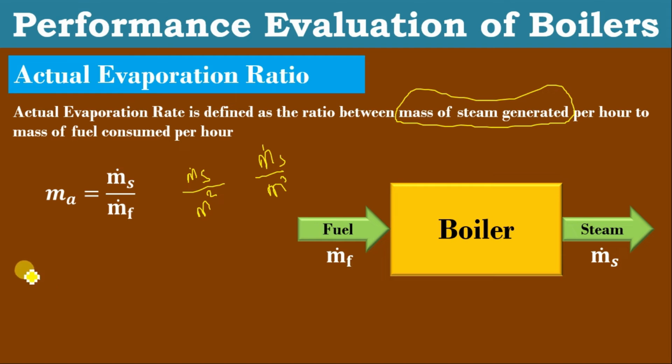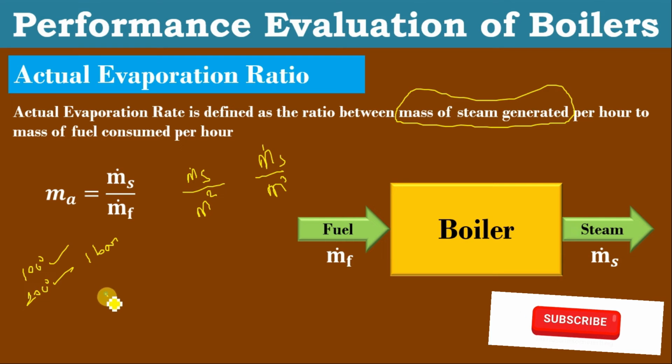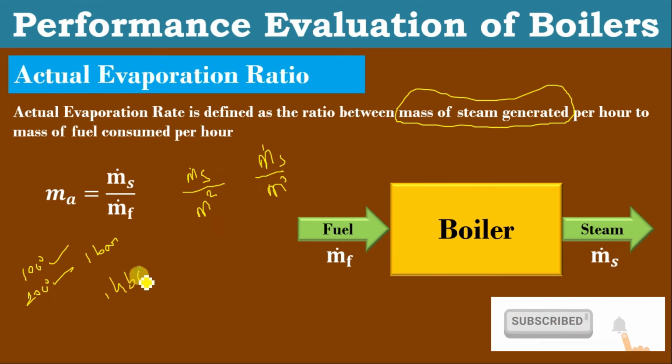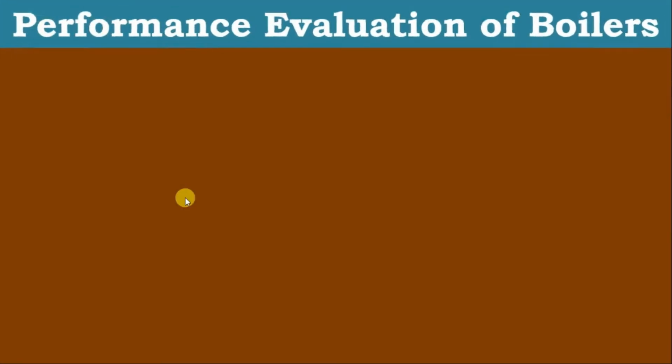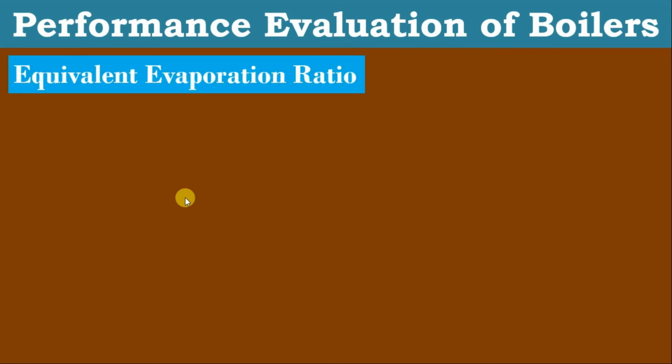But we know one thing: at 100 degrees Celsius the steam quality is different compared to 200 degrees Celsius at 1 bar pressure. The steam quality will vary. If it is 14 bar, again the steam quality will vary. So this is not applicable to find the performance evaluation of the boiler. So what we do, we go for the equivalent evaporation ratio.